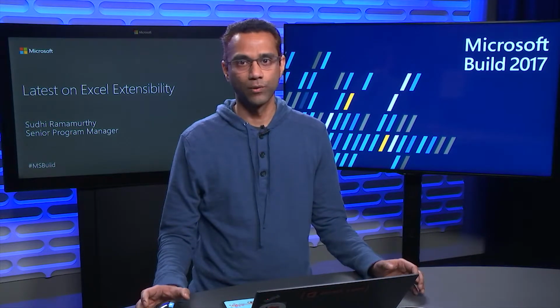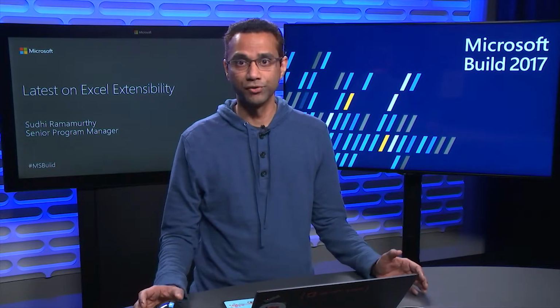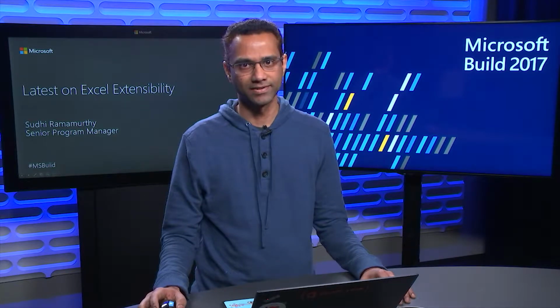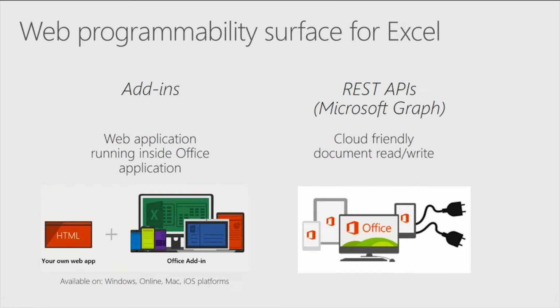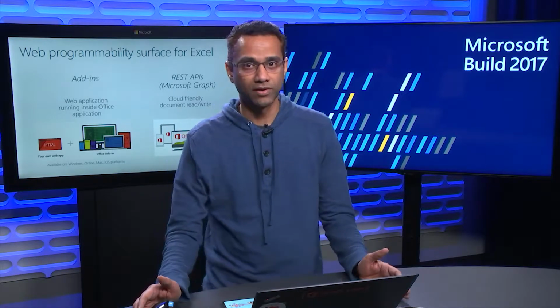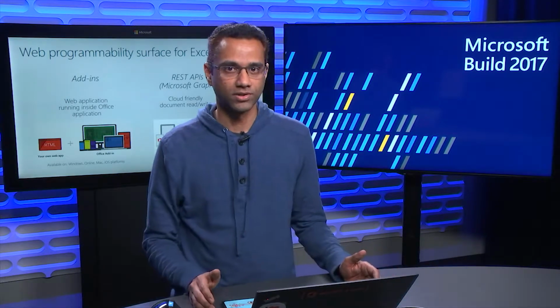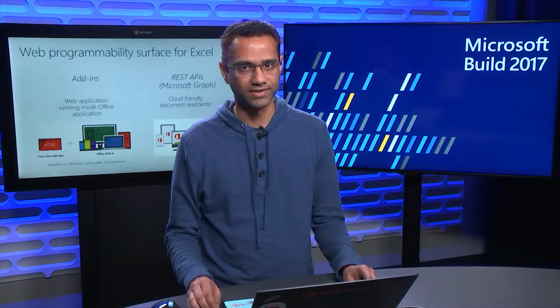Today, I'm going to be doing a quick recap of Excel's web programmability surface and introduce you to some of the new features that we are adding to Excel APIs. At a high level, Excel offers two programmability models. One is the web add-ins, which essentially is a web application running within the Excel application. So this is ideal for building your solutions right into the Excel application and letting users interact with your solutions natively. And the good part of this option is that this will work across all the platforms that we support, such as Windows, Mac, online, and iOS devices.